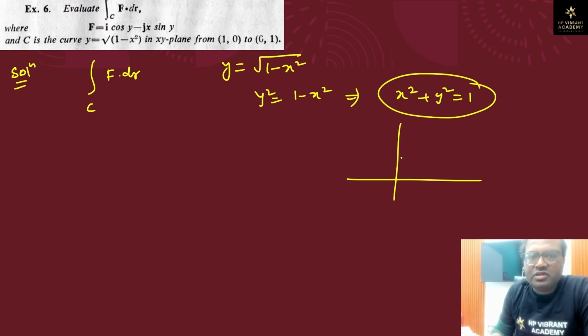So this curve will be like this. (1, 0) is somewhere here, and this is (0, 1). So our curve C is this one. This is our curve C.